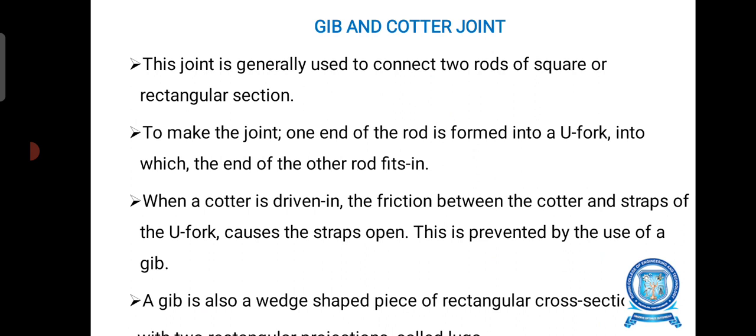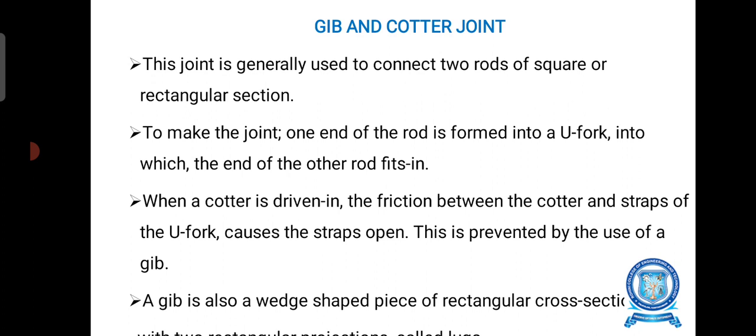To make the joint, one end of the rod is formed into a U fork into which the end of the other rod fits in. When a cotter is driven in, the friction between the cotter and the straps of the U fork causes the straps to open. This is prevented by the use of a gib.